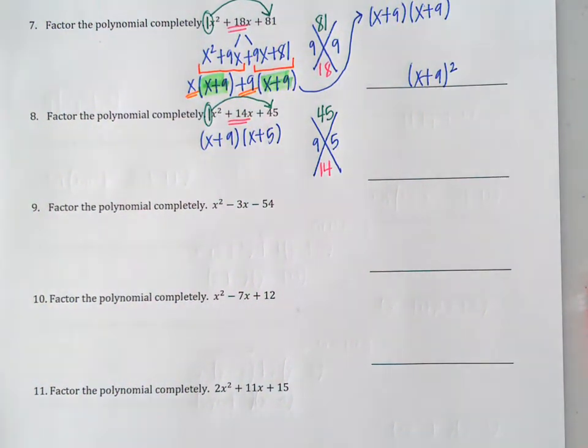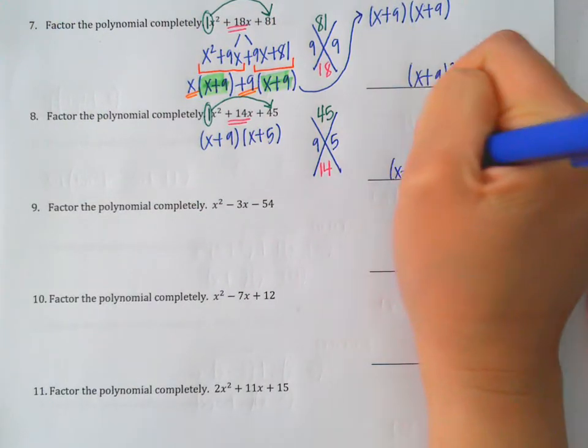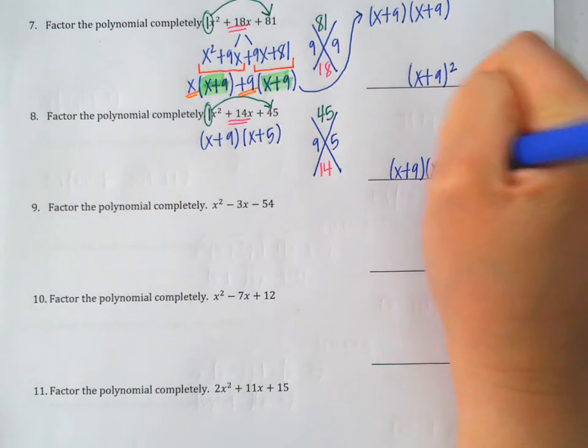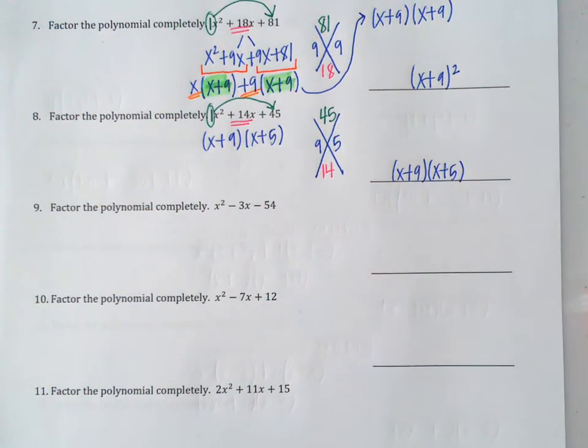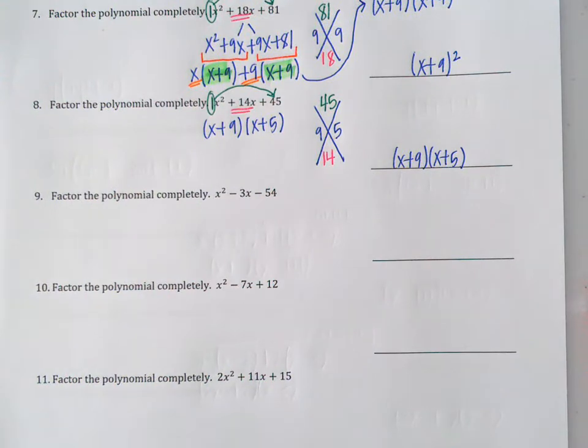Remember, you guys can always multiply this out to check your work. Make sure that you're doing this correctly. So that would be x plus 9 times x plus 5. And that is your final answer.